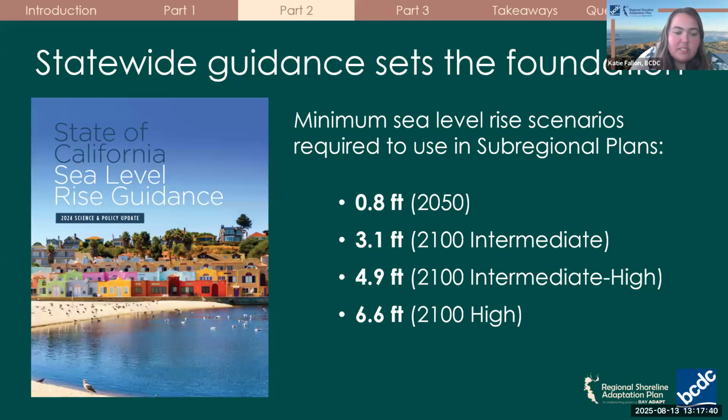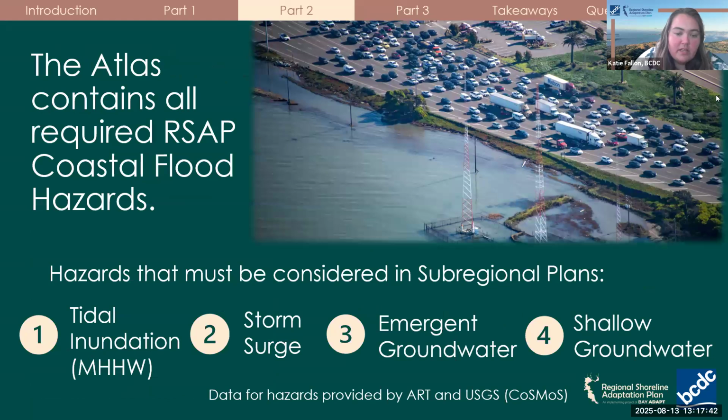In addition to using specific sea level rise scenarios, the RSAP defines 4 coastal flood hazards that must be considered in every subregional plan and are included in the Atlas. These hazards represent different ways that shoreline areas can flood. Some of these hazards are already occurring, and all are expected to become more frequent with sea level rise and climate change. These hazards include tidal inundation, measured at mean high or high water, storm surge, emergent groundwater, and shallow groundwater.